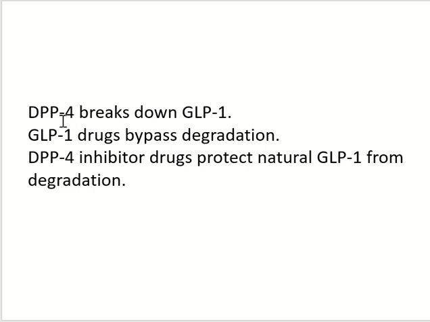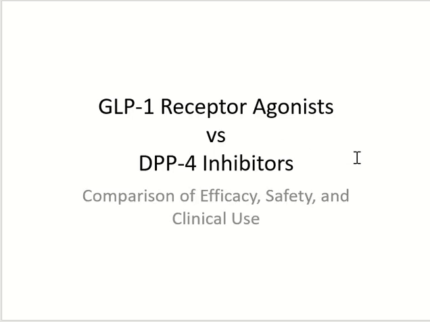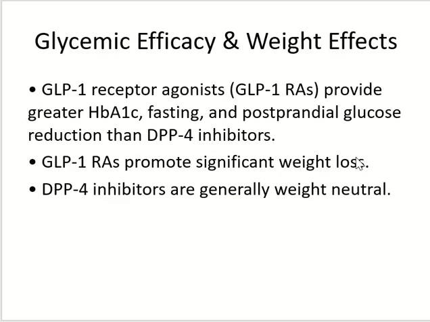Now, that's what has been summarized here. DPP4 normally breaks down GLP-1. GLP-1 drugs bypass this degradation, meaning the synthetically available GLP-1 receptor agonist drugs. DPP4 cannot break that. At the same time, DPP4 inhibitor drugs protect the natural GLP-1 from degradation. So now, we'll just compare these two classes of drugs. GLP-1 receptor agonist versus DPP4 inhibitors. What is the efficacy, safety, and where are these drugs used?